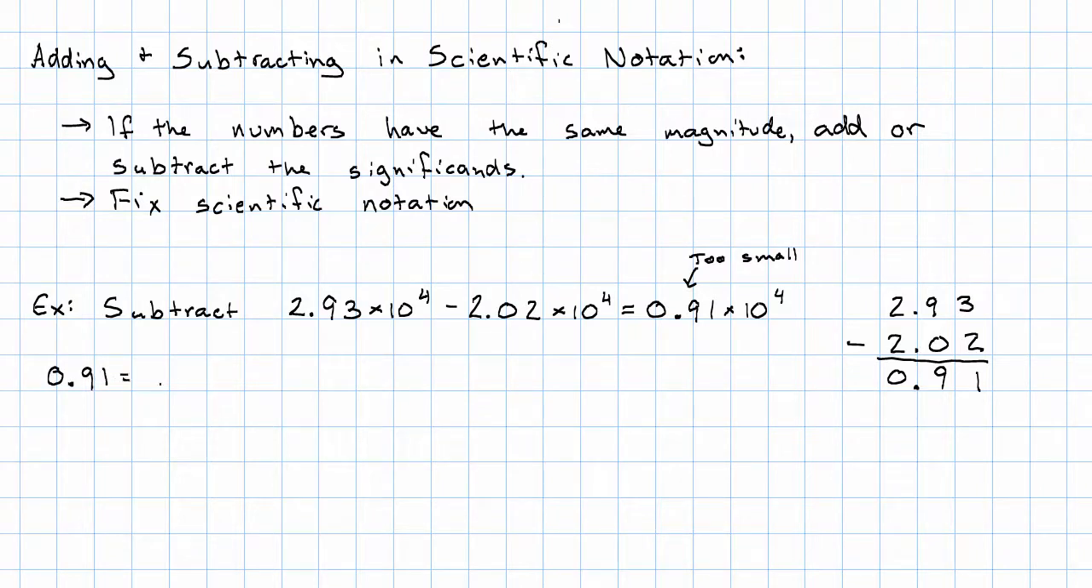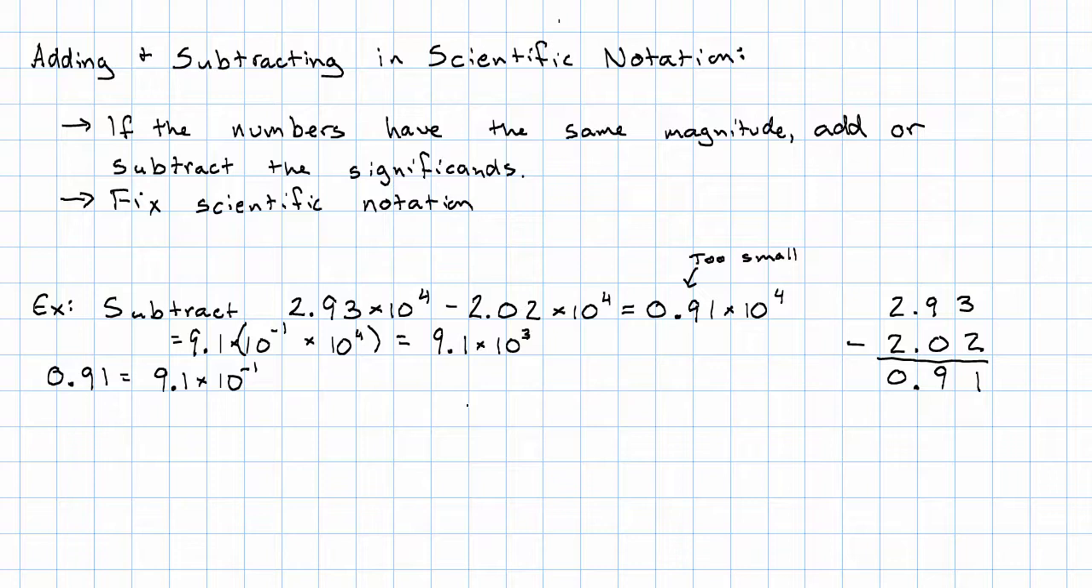0.91 is 9.1 times 10 to the, this is the negative 1 place. So I have 9.1 times 10 to the negative 1 times 10 to the 4th. Add the exponents and I get 9.1 times 10 to the 3rd.